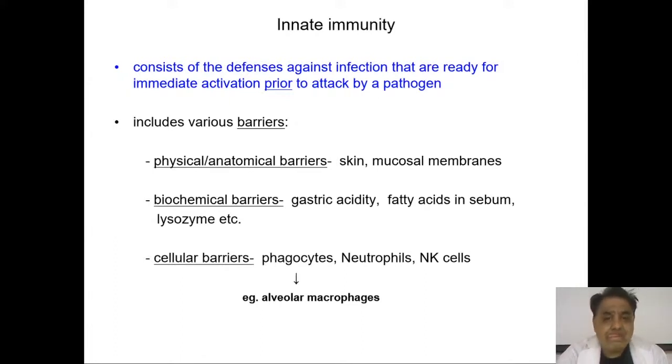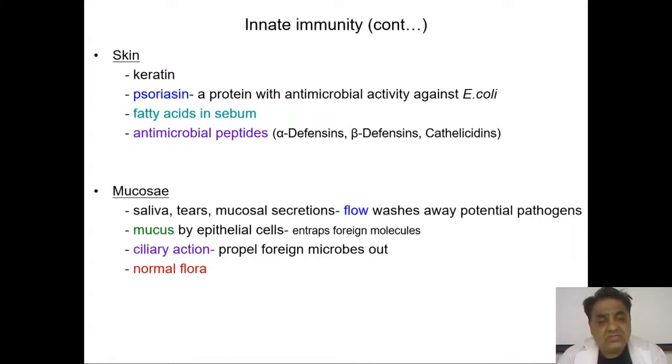Then the skin. If you talk of the skin, keratin is a tough layer. We have a chemical called psoriasin, which has antimicrobial activity against E. coli and other organisms, and is secreted in the skin. And the fatty acids in the sebum are toxic, as I described. Also, we have antimicrobial peptides. I have a separate slide on these. Alpha defensins and cathelicidins are compounds which are antimicrobial in nature, and they are peptides in chemistry.